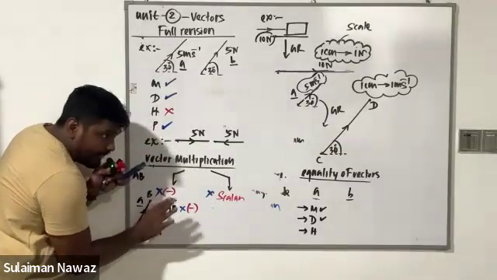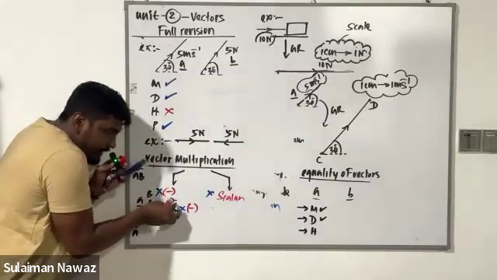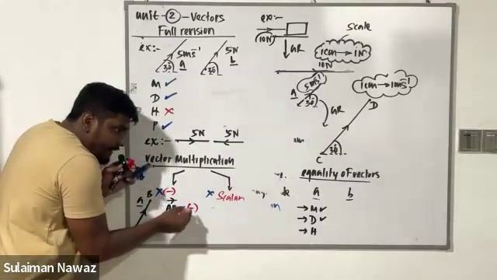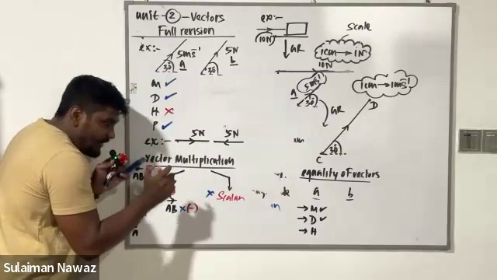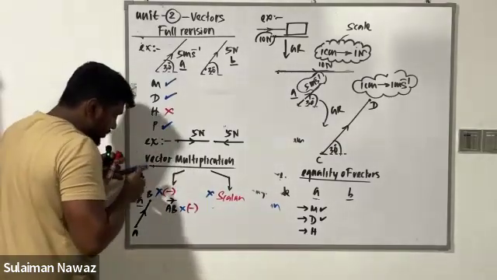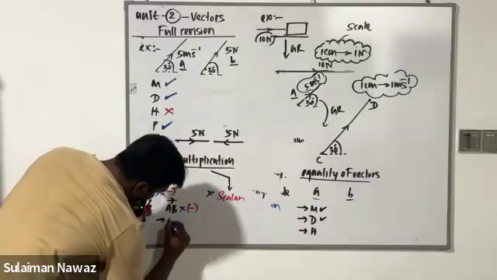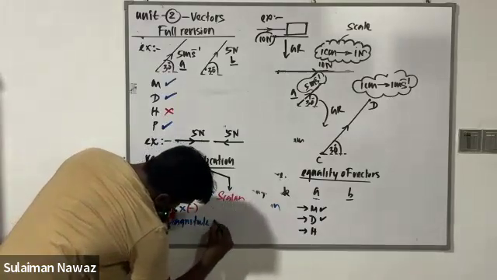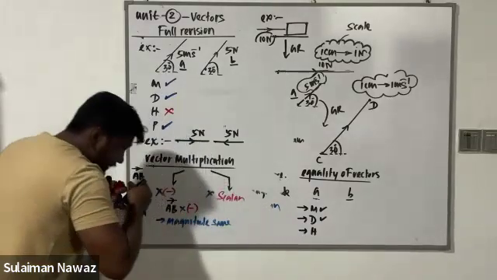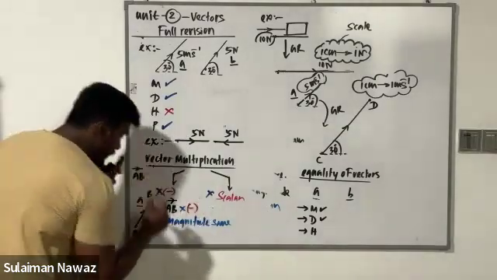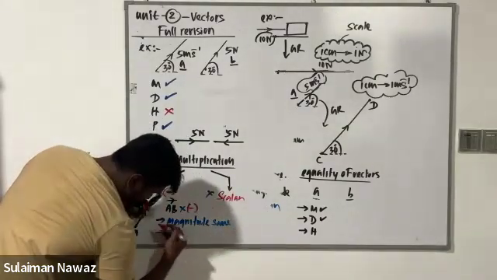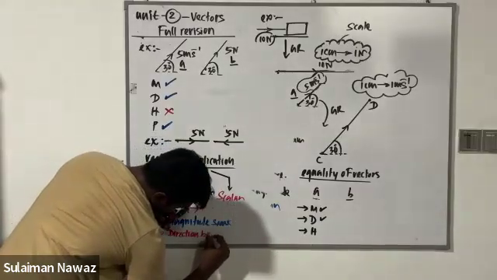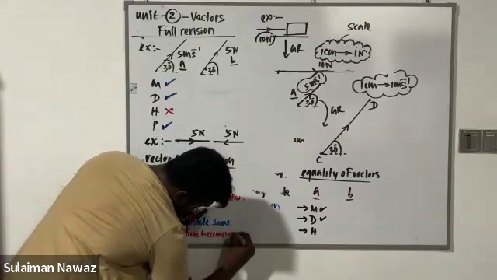This vector's magnitude remains the same. When you multiply a vector by a negative sign, its magnitude remains the same, but remember, direction changes. Direction becomes opposite.